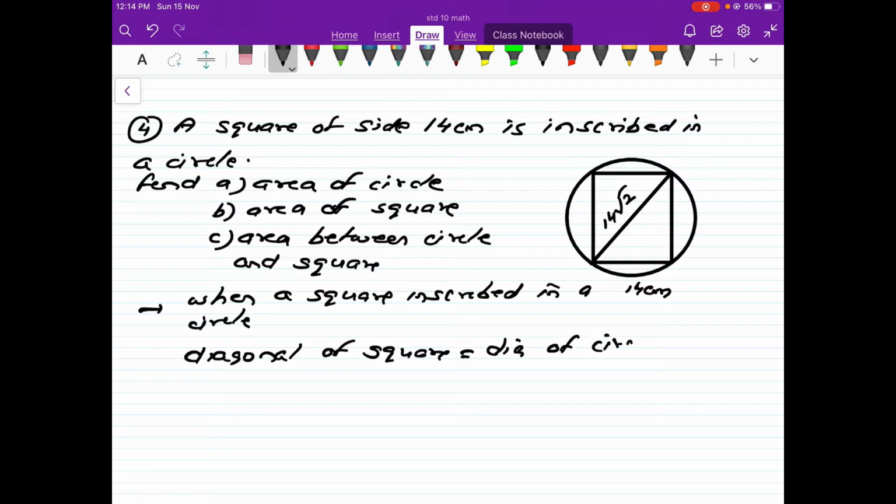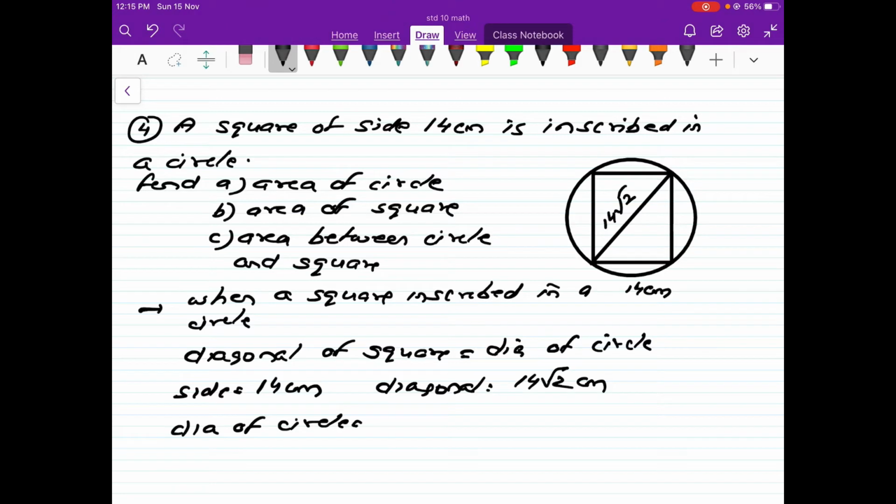So if the side is 14 centimeter, the diagonal of the square is 14 root 2 centimeters. So the diagonal is always root 2 times the side. Now this is the diameter of the circle also, so it is 14 root 2. So the radius will be 7 root 2 centimeters. So now we'll start finding all the things.